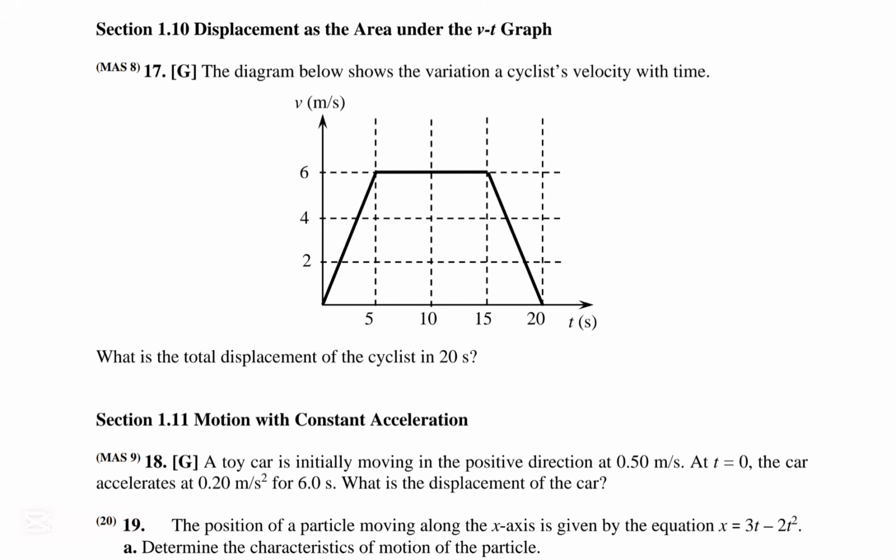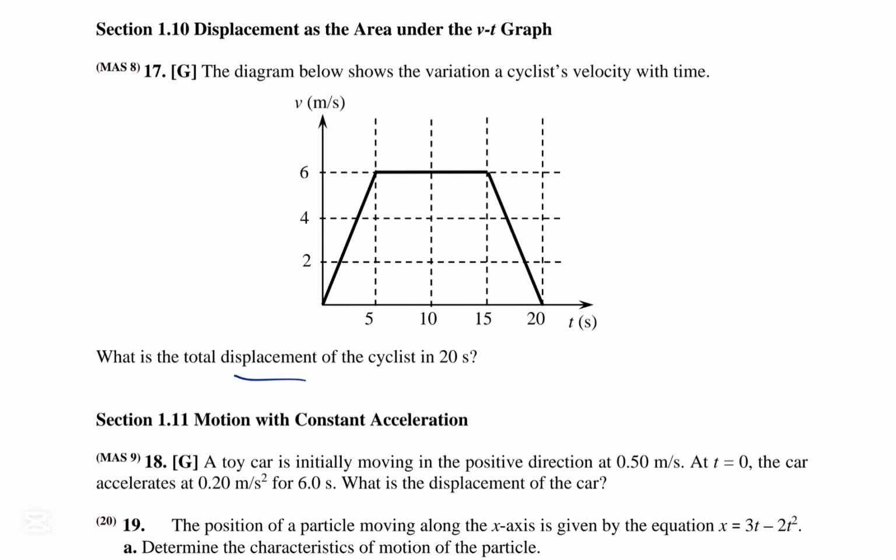The diagram below shows the variation of a cyclist's velocity with time. What is the total displacement of the cyclist? Now pay attention, whether they say in the exam displacement or distance. For the total displacement, you need to keep the values positive and negative. You add all of the areas together, no matter their sign, keeping the sign the same, not changing it. But if they ask for distance, you need to put everything in absolute value and add them together, okay? So, the total displacement of the cyclist in 20 seconds.